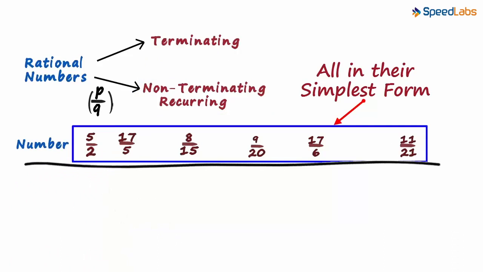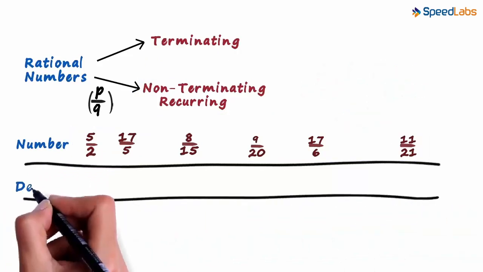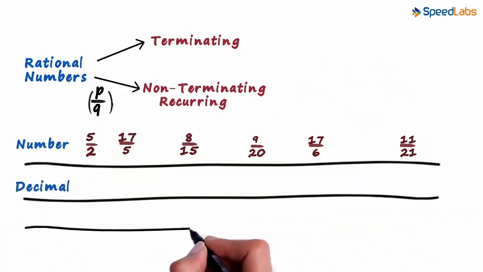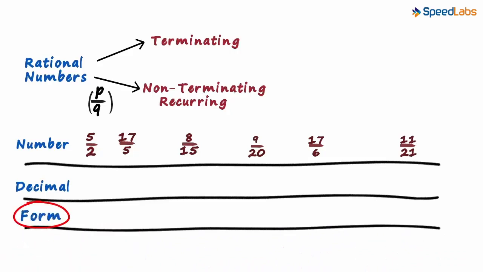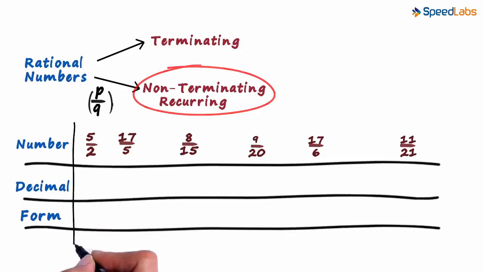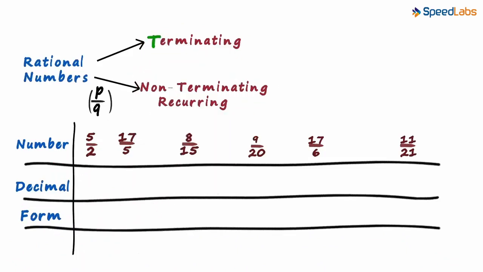Just for our understanding, let us calculate the decimal values of each in this row. And we write the form of each decimal in this row. By form, I mean either this or this. We will write T if it's terminating and NTR if it's non-terminating recurring. Let's try calculating the decimal values of each of the numbers first.